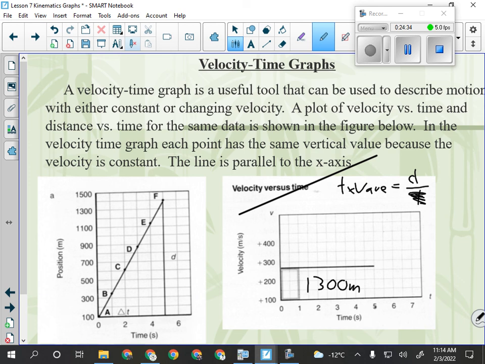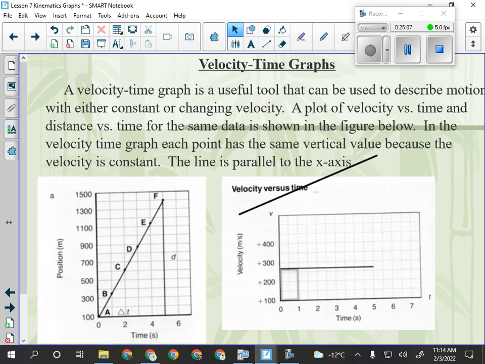If I find the area underneath this line, it's a rectangle. How do I calculate the area of a rectangle? Length times width, or base times height, right? What's on the base of this rectangle? Time. What's the height of this rectangle? Velocity. Is that formula right there? Okay.